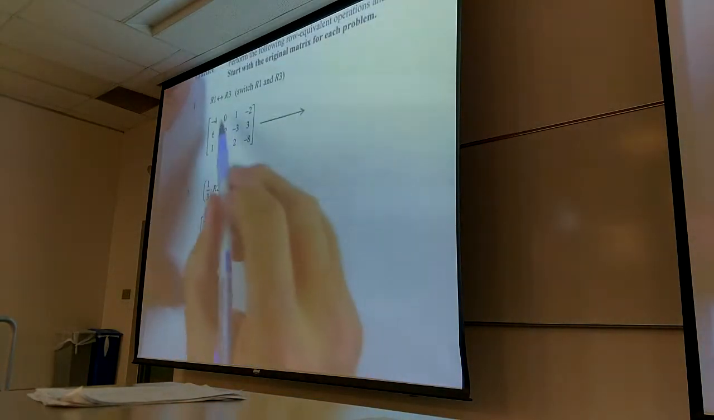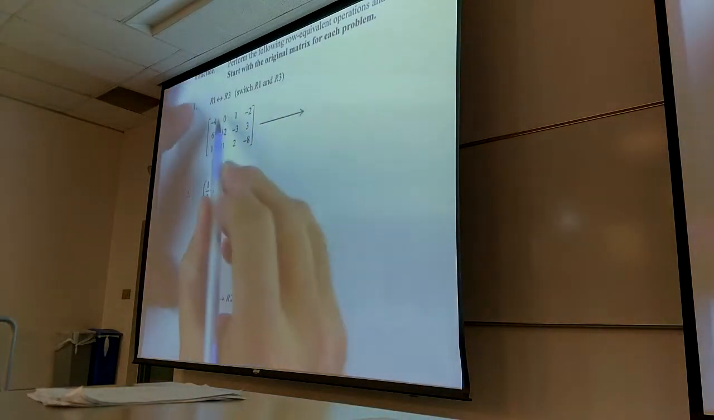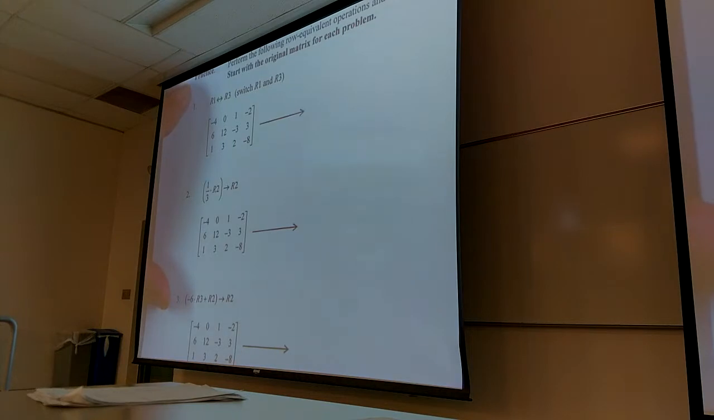All right, so look. You guys do what they say. Can you guys handle this? What is this asking you to do? Switch row 1 and row 3. So do it. So it's the same to put row 1 on the bottom and row 3 on the top? Isn't that crazy?